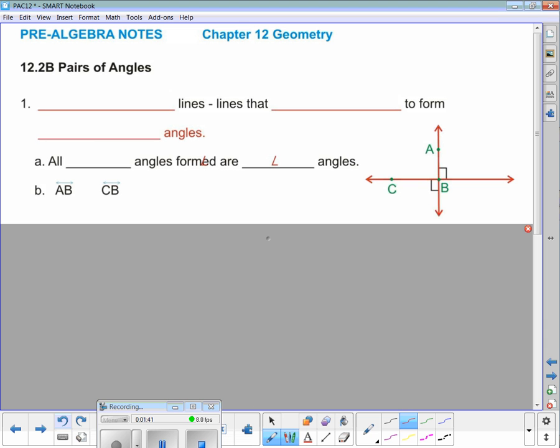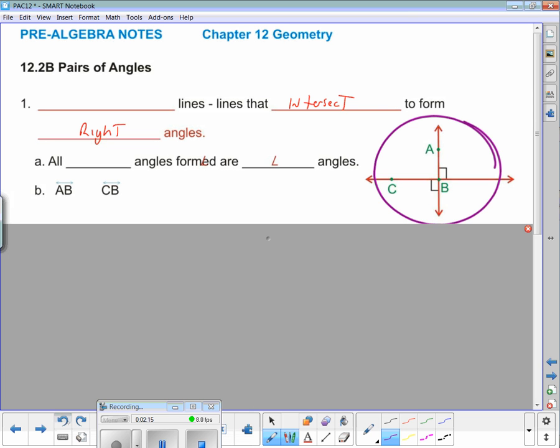All right, well, today we got to do lines that intersect. I'm going to leave the first blank there. We'll come back to it in a minute. Lines that intersect to form right angles. And off to the right here, you can see the illustration of lines that are intersecting to form right angles.